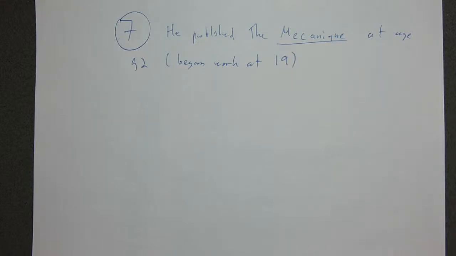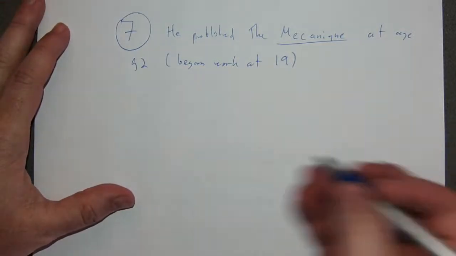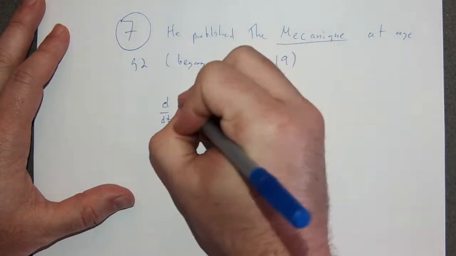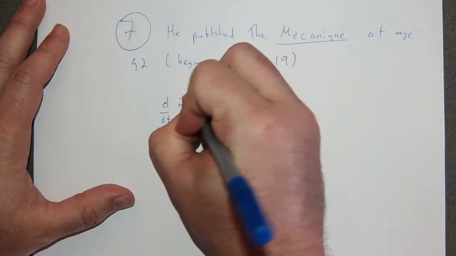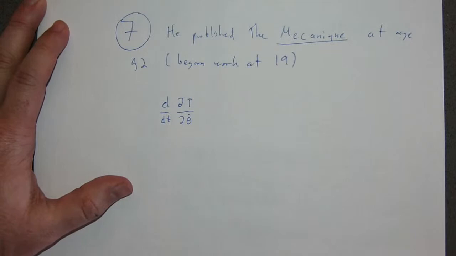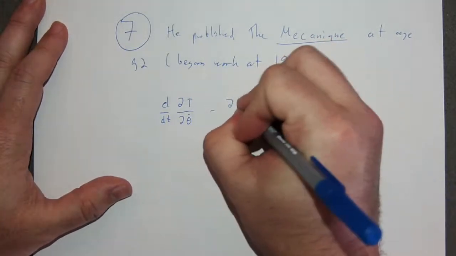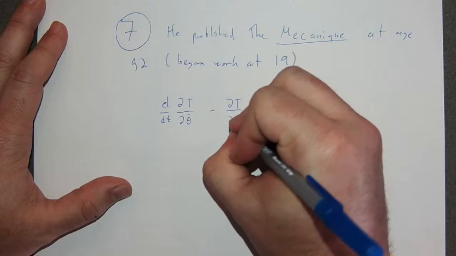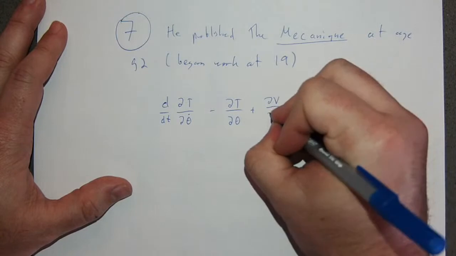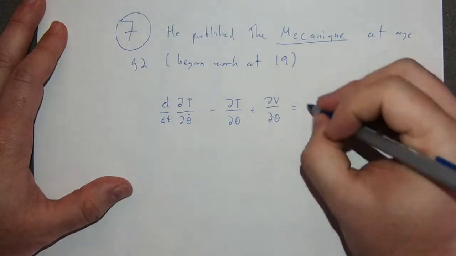This book contains a ton of stuff, but one of the things that it contains has to do with the dynamics of a rigid system. So consider the following differential equation. Let's say d/dt of ∂T/∂θ dot minus ∂T/∂θ plus ∂V/∂θ is equal to 0.